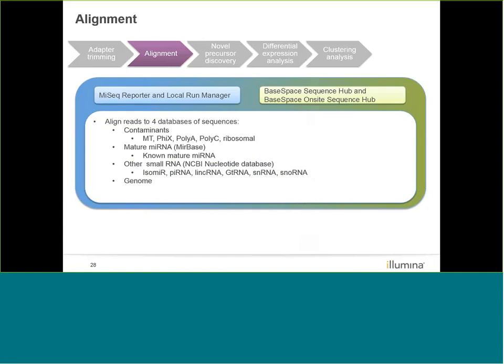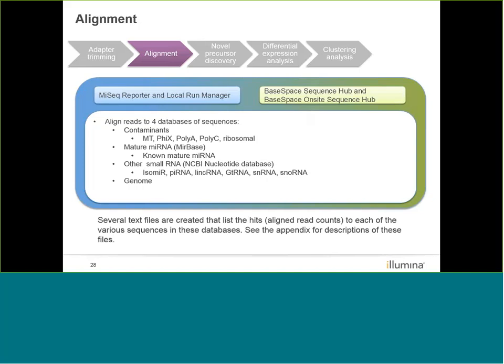So the alignment order is actually important. So we start with aligning to the contaminants database. Anything that aligns to the contaminants database is assigned as a contaminant, even if it can align to something else in another database. And it's the same with the mature microRNA database. If it doesn't align to contaminants but aligns to mature microRNA, even if it aligns to other or genome, it's considered a mature microRNA, and so on.